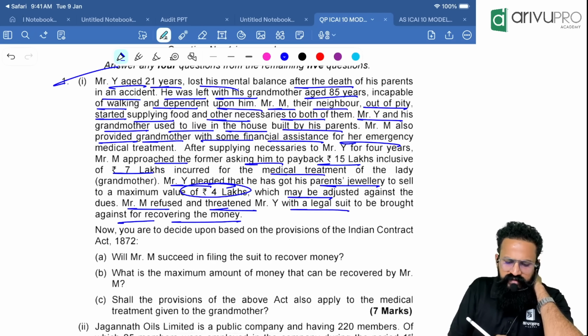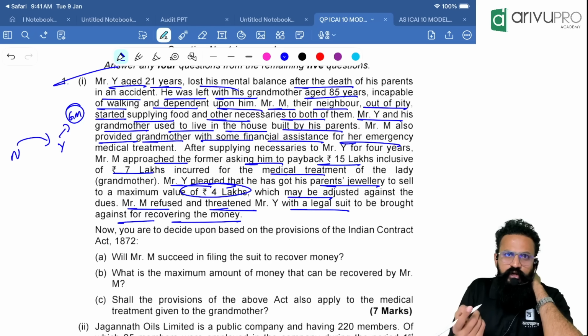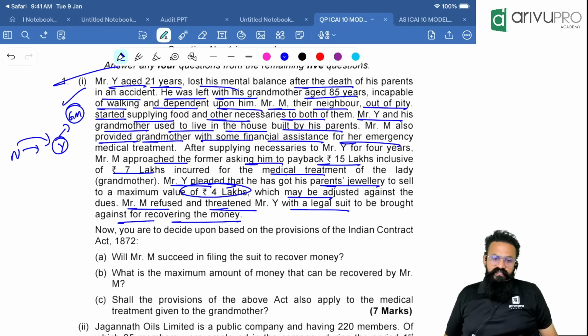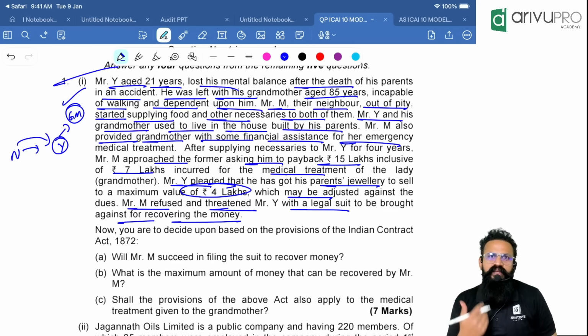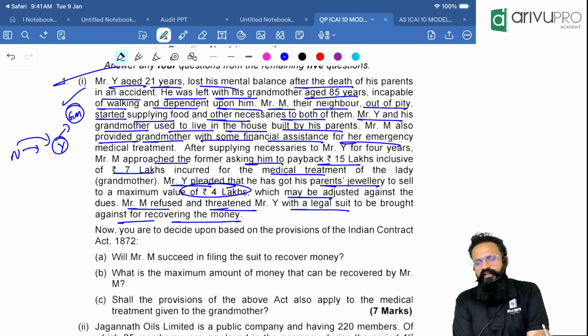What has happened, people? There is a neighbor and there is one home where there is Mr. Y who is an unsound mind person. This Y has one grandmother also, so she is also not doing well. So this neighbor supports Y for whatever his expenses, and not only that, even for the grandmother's medical cost. The neighbor has helped with everything. After 4 years, he is asking to recover the money. I have spent around 15 lakhs on both of you. I want you to repay the money. Now, can I get back the money, people?